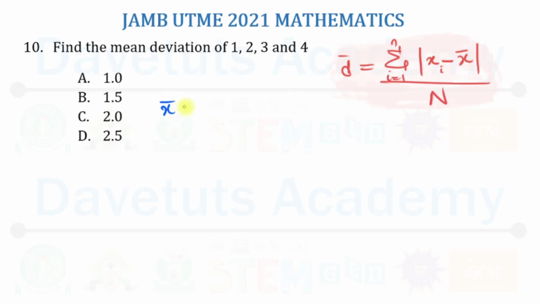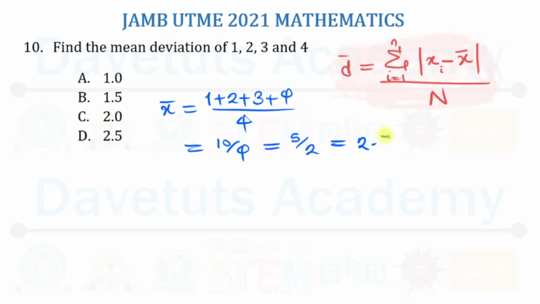So x bar in this case will be the sum of all those numbers, 1 plus 2 plus 3 plus 4, over the total numbers, which is 4. 1 plus 2 is 3, plus 3 is 6, plus 4 is 10. So we have 10 over 4, which, dividing by 2, is 5 over 2, and that is 2.5. But that's not what we're asked to find. We're asked to find the deviation.